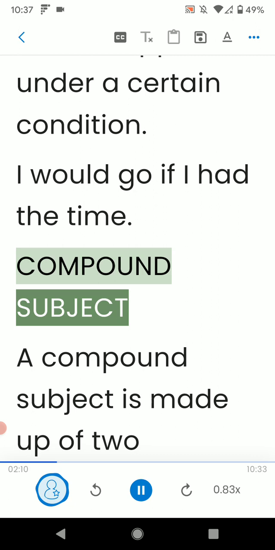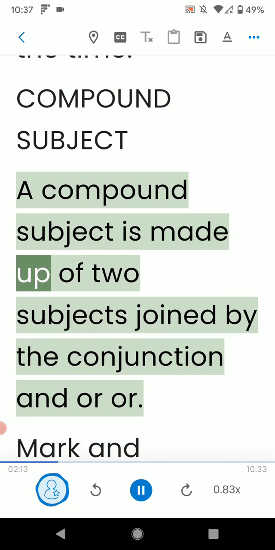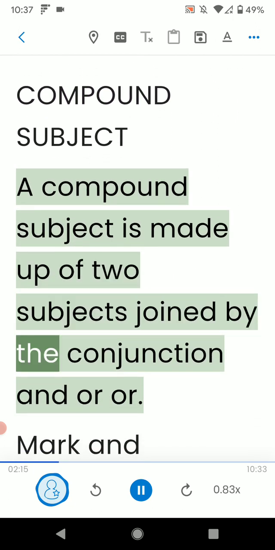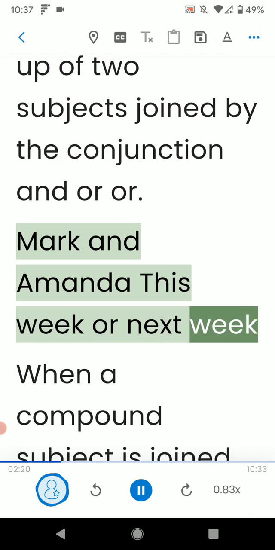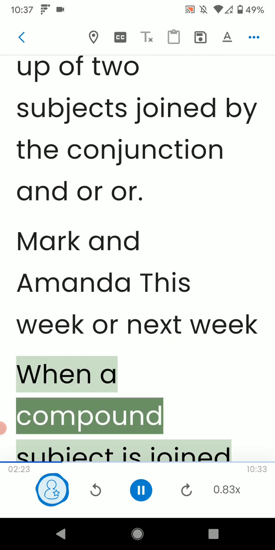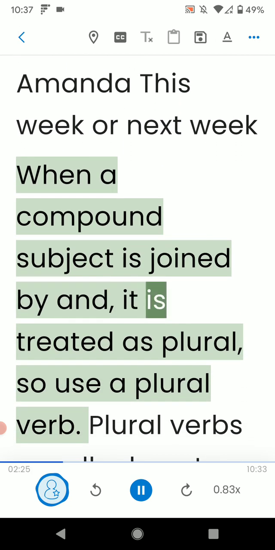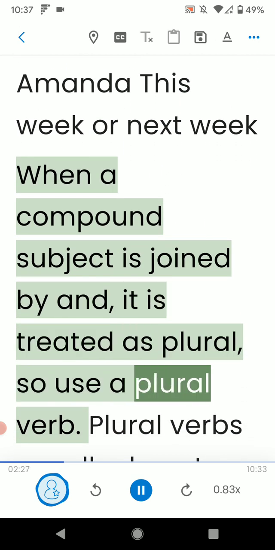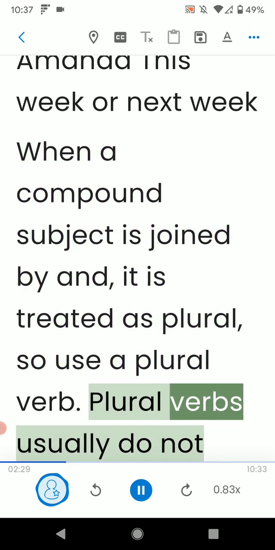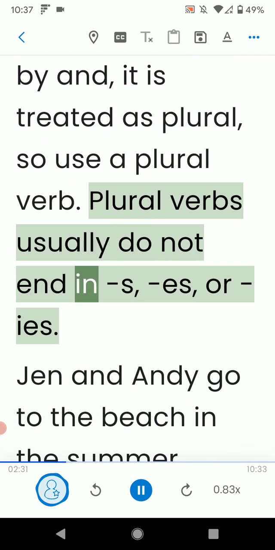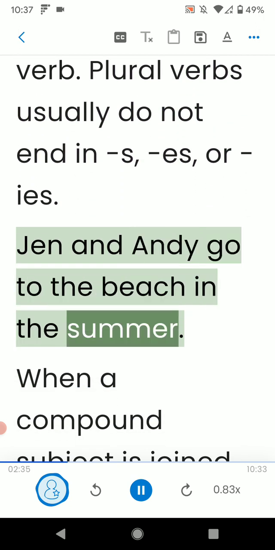Compound subject. A compound subject is made up of two subjects joined by the conjunction and or or. Mark and Amanda, this week or next week. When a compound subject is joined by and, it is treated as plural, so use a plural verb. Plural verbs usually do not end in s. Jen and Andy go to the beach in the summer.